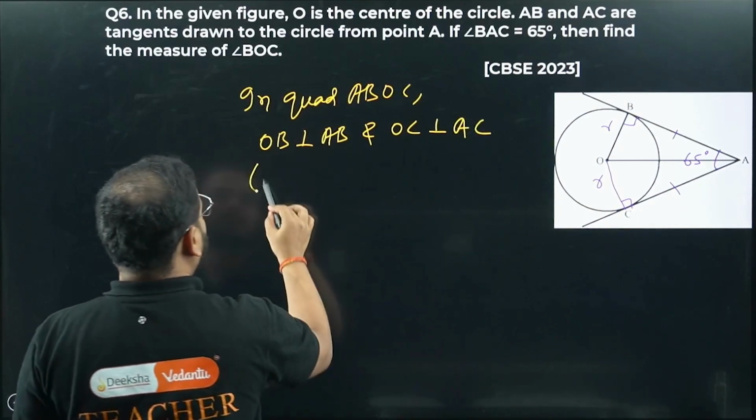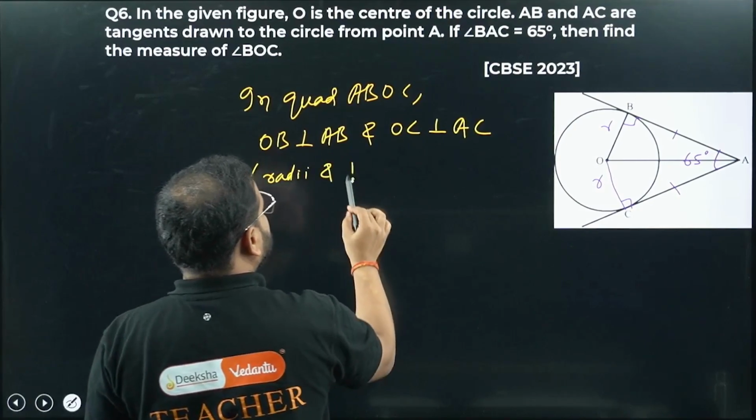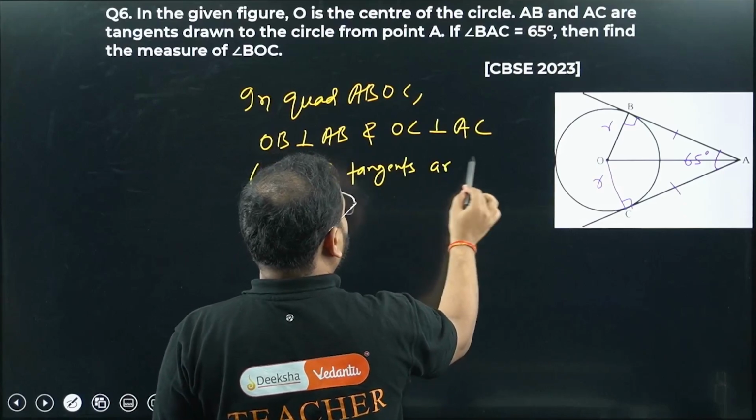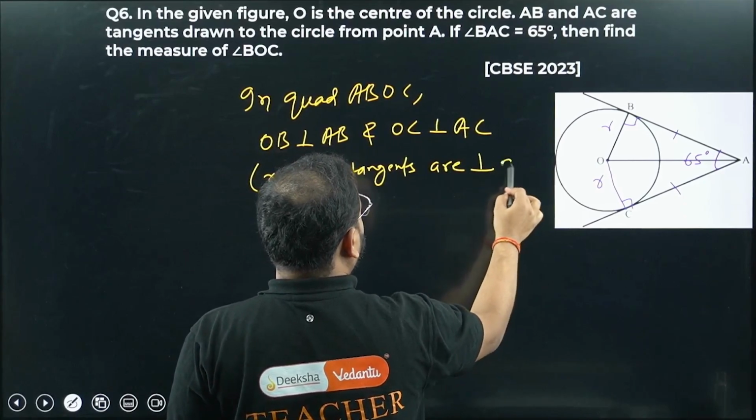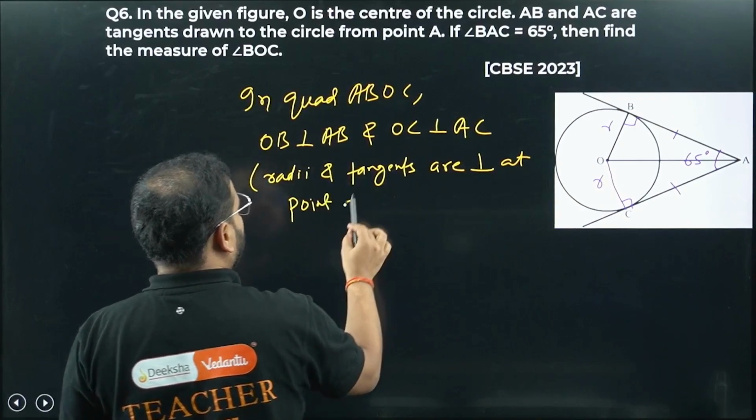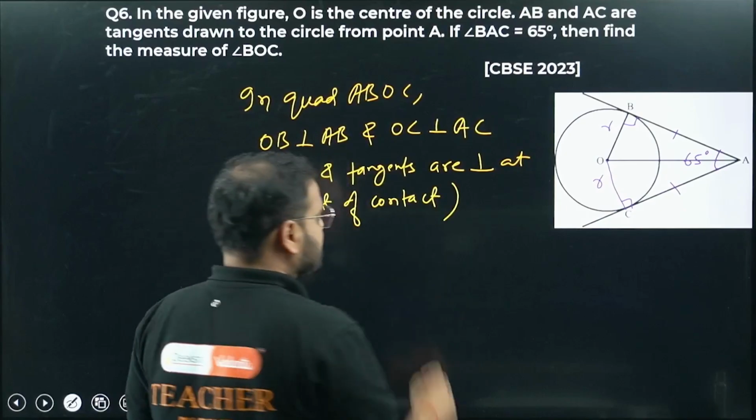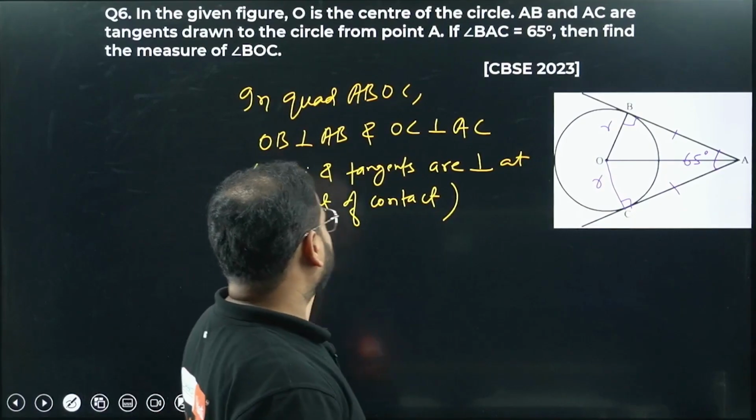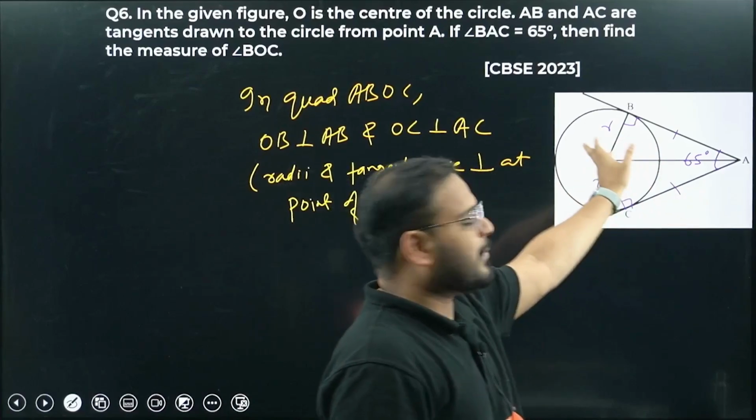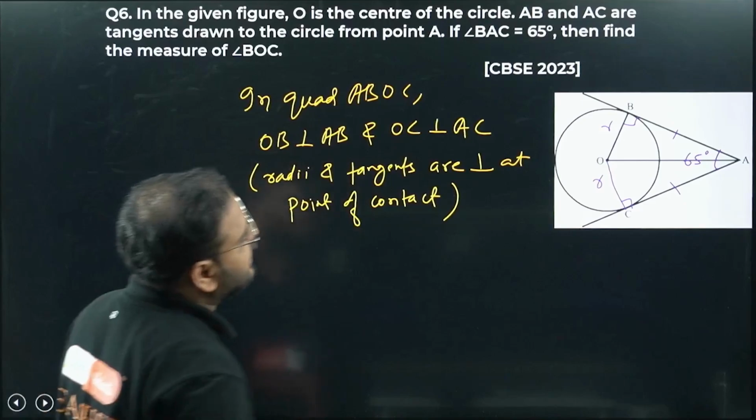Why? Radii and tangents are perpendicular at the point of contact. All of you agree, right? The radius and the tangent are always perpendicular at the point of contact. So both radii will be perpendicular to the respective tangents. Okay, great. With that known, we can say what?